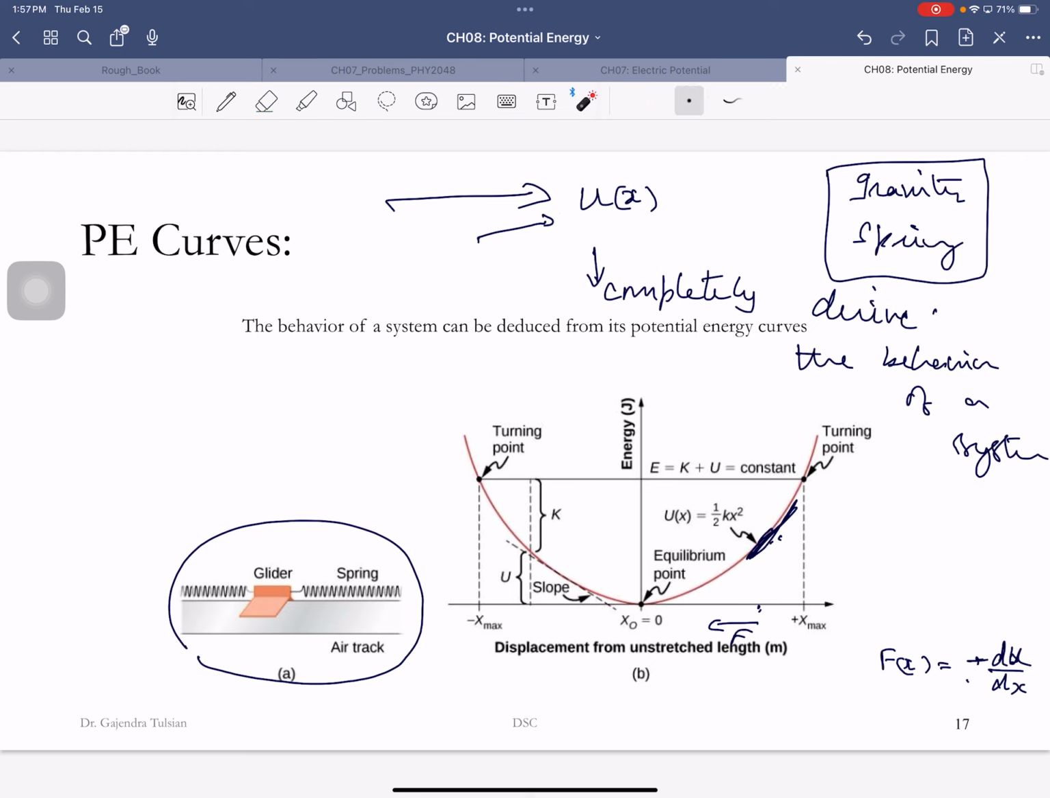Let me show you another potential. Here's another potential energy function, whatever this is. You can actually create this by putting a bead on a wire that's shaped like that.